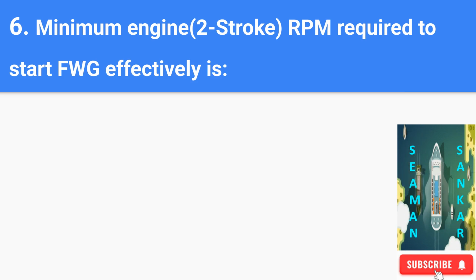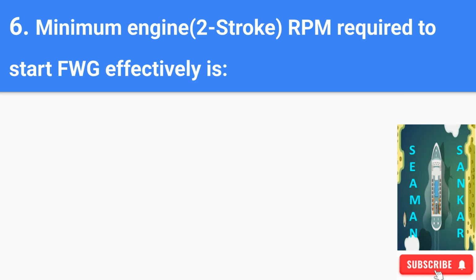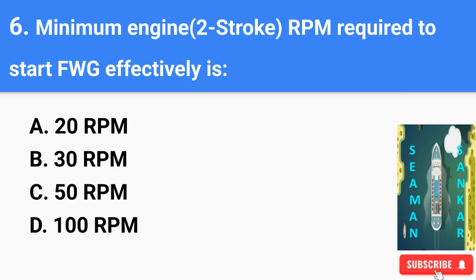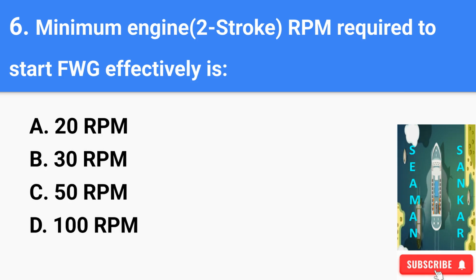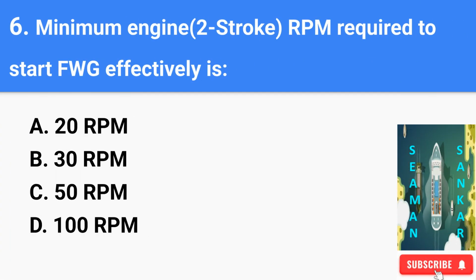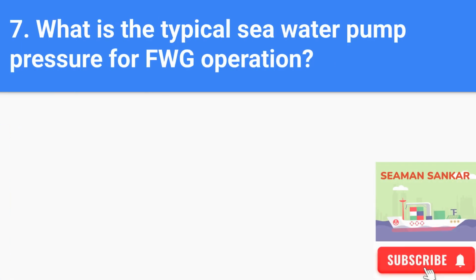Question 6. Minimum engine, 2-stroke RPM required to start the freshwater generator effectively is A. 20 RPM, B. 30 RPM, C. 50 RPM, or D. 100 RPM. The correct answer is C. 50 RPM.